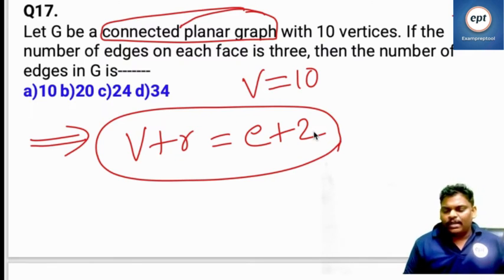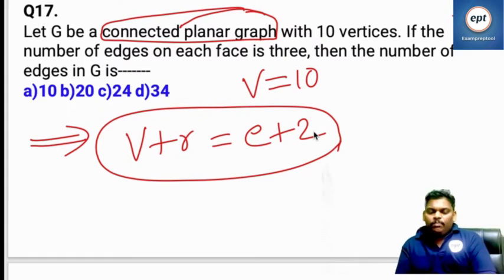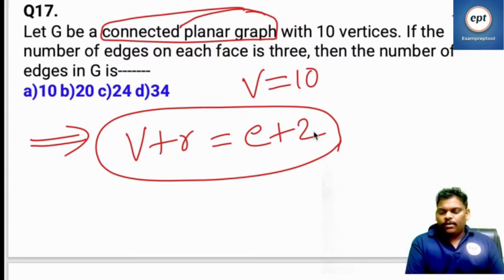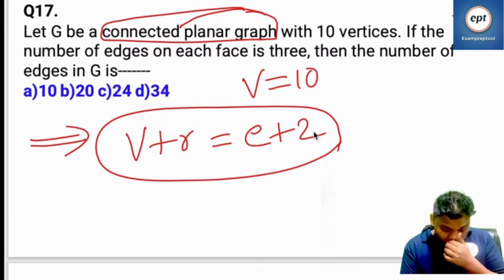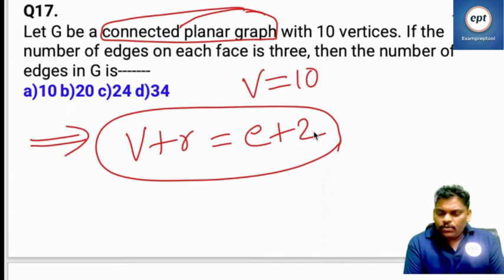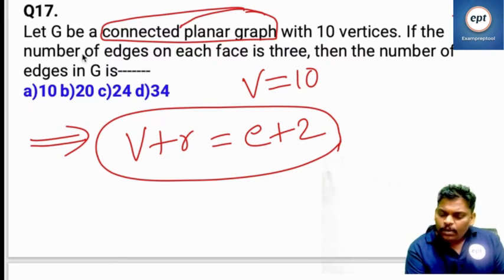Yeah, can you try this one? V plus R is equal to E plus 2 in the case of planar graph. Everyone knows this. So this is the formula, V value 10. Number of edges on each face is 3. I think the degree of every face is 3. Sum of degrees theorem. What is the answer?